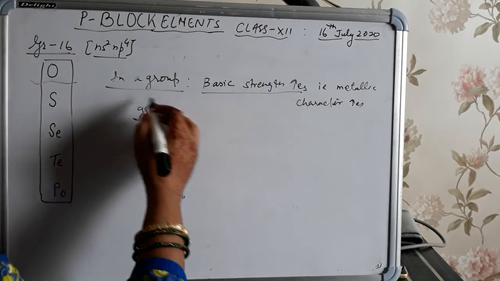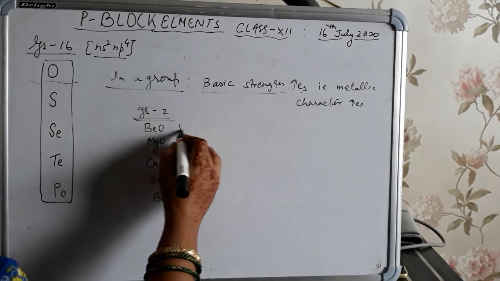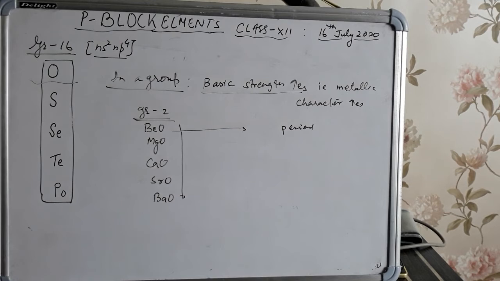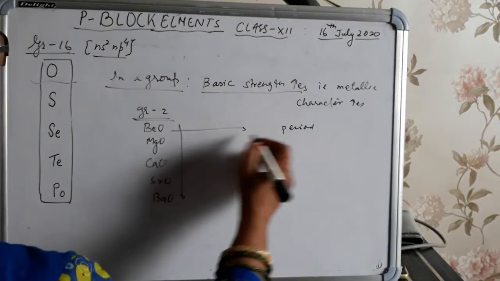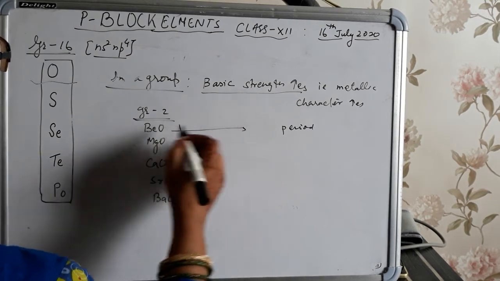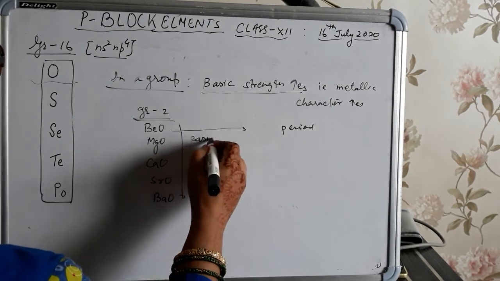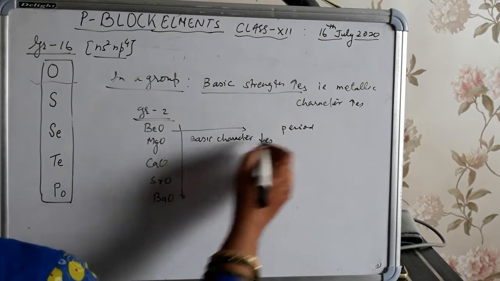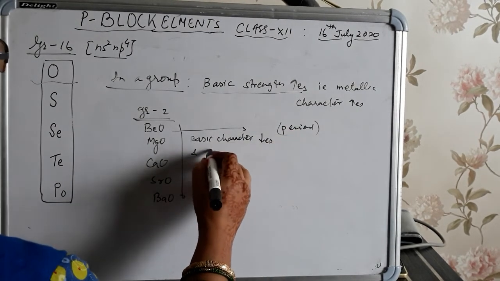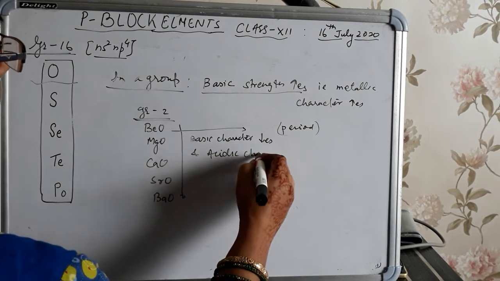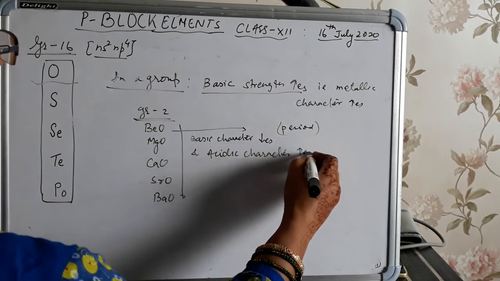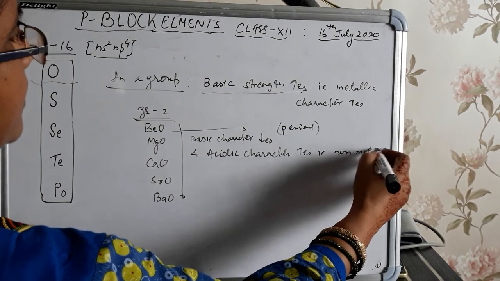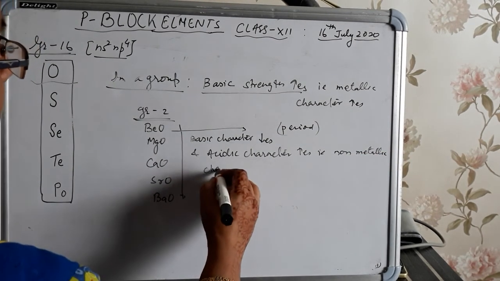But when we move left to right in a period, the acidic character increases because non-metallic character increases. So when we move left to right in a period, basic character decreases and acidic character increases because non-metallic character increases.